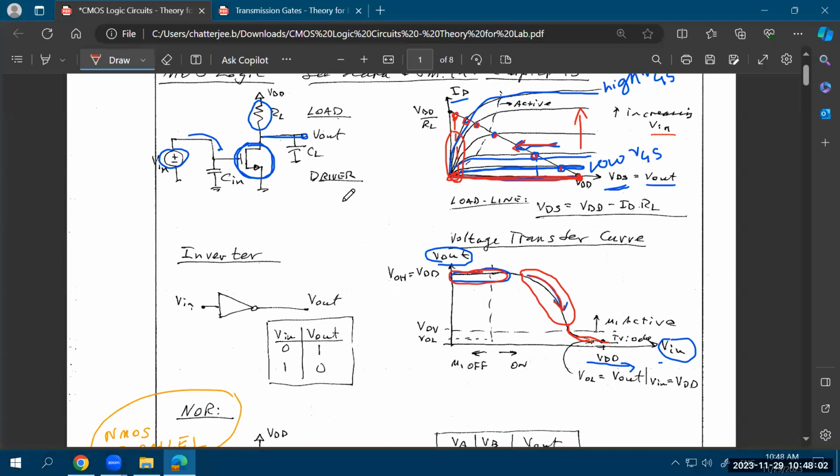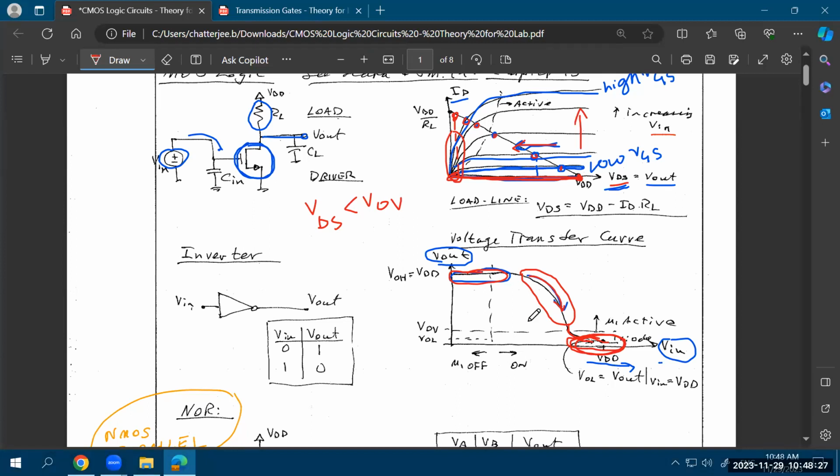And that's also from definition. What is the definition of your triode region? The definition of the triode region is that VDS is less than V overdrive. So if the VDS is even lower than the overdrive voltage, which is VGS minus VT of the device, then you are in triode, which means that your output voltage or VDS is very low in the triode region, which is indicated by this region in your VTC.